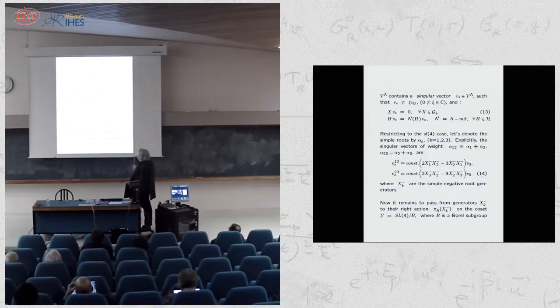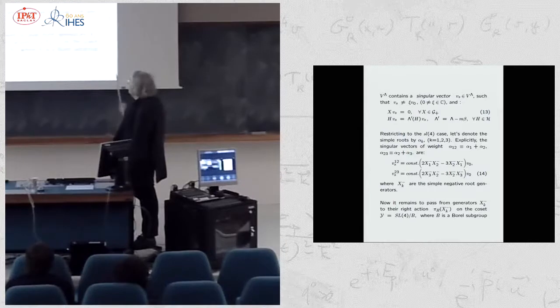Now, restricting to the SL4 case, what I said above was general, we have the singular vectors of weights alpha 1, 2, alpha 2, 3, where alpha k are the simple roots. And this is, of course, a result which is just calculable in 1 minute. These are the singular vectors of these weights, alpha 1, 2, and alpha 2, 3, where xk are the simple negative root generators. Now you certainly see the similarity with what I wrote here and what was termed the Maxwell equations.